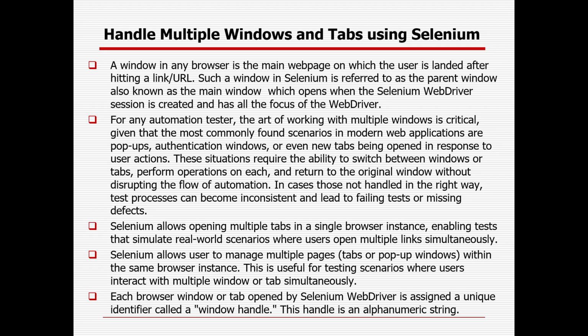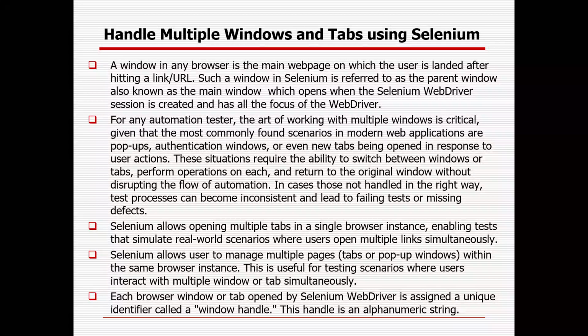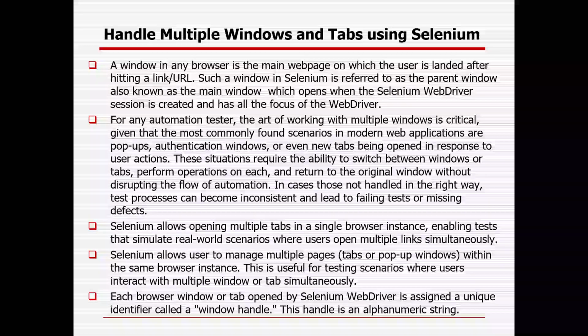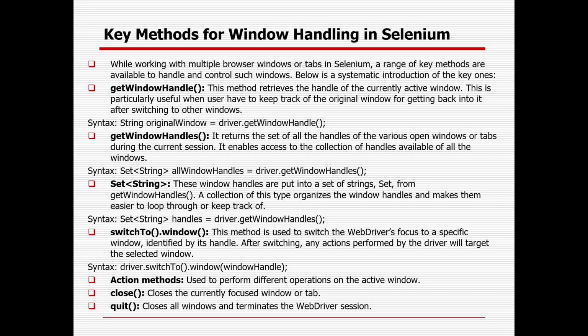Each browser window or tab opened by Selenium WebDriver is assigned a unique identifier called a window handle. This handle is an alphanumeric string. So whenever the user is automating a website and they get a new window or a new tab, they need to handle it first, so that they navigate to the particular window or tab, and then they can interact with any web element. So first they will identify the element and then they will do the operations accordingly based on the web element type.